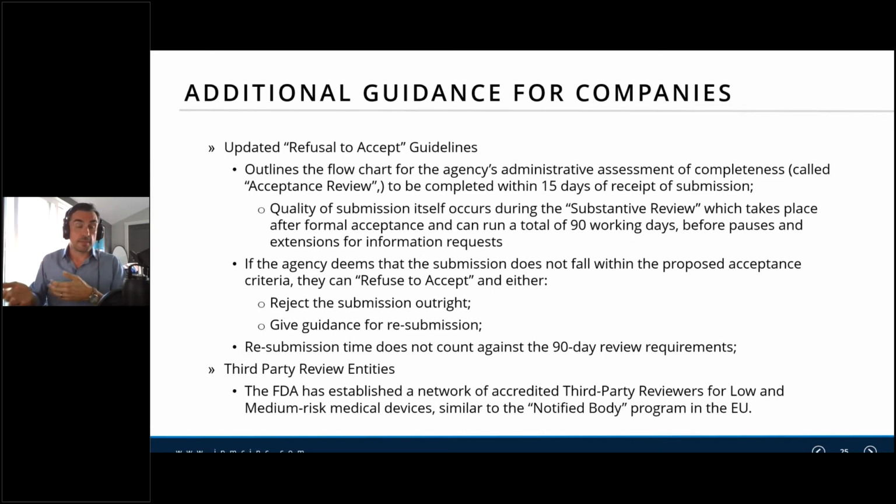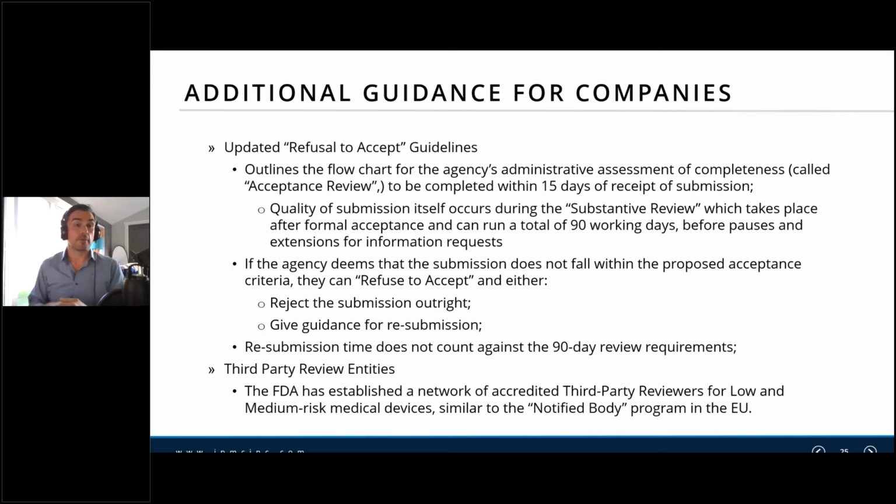If the agency review deems a submission does not fall within the proposed acceptance criteria, they can refuse to accept. They can reject you outright, or they can give you guidance for resubmission. They have to do one or the other. And the resubmission time doesn't count against your 90-day review requirements. I'm not sure how people should feel about that, but just so you know, as long as you're basically in the submission process and you're under administrative review assessment, you're not burning time on your 90-day clock.